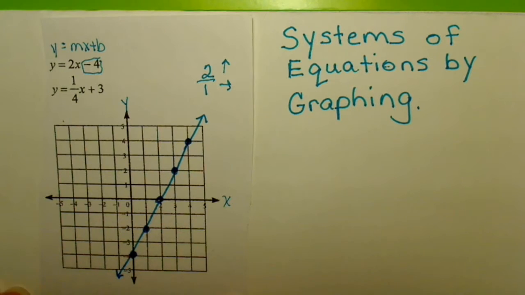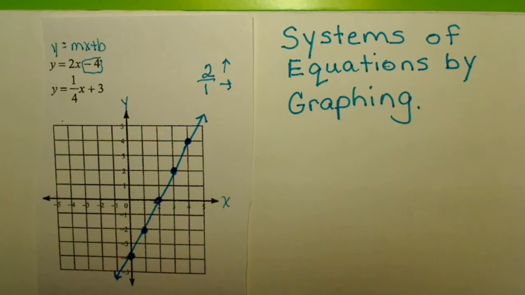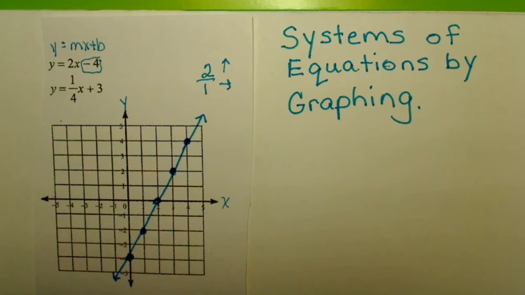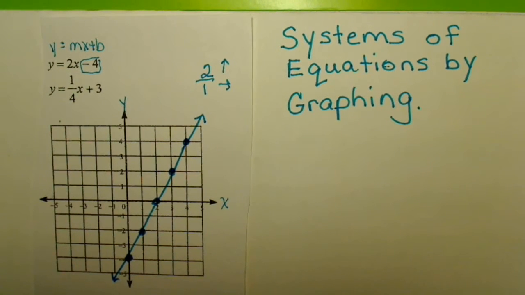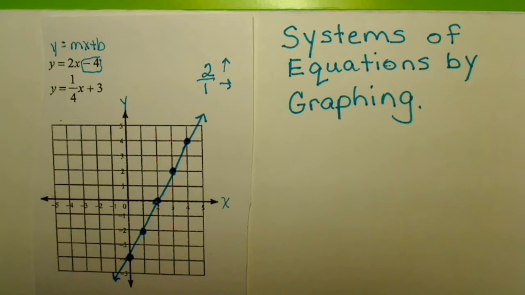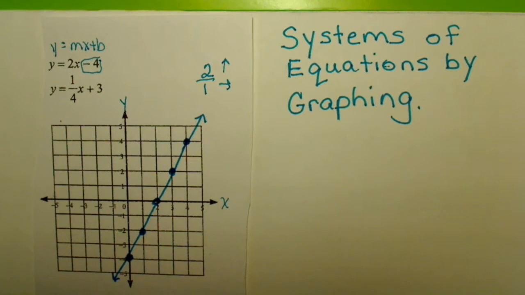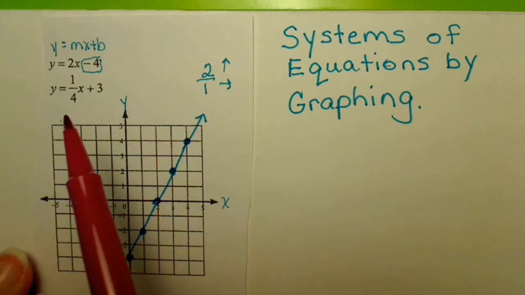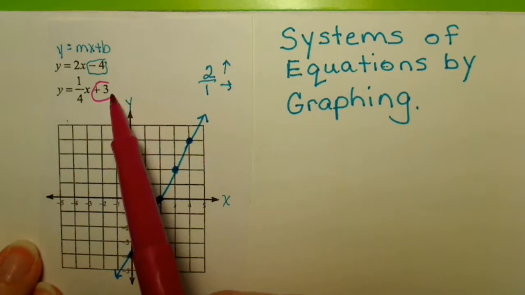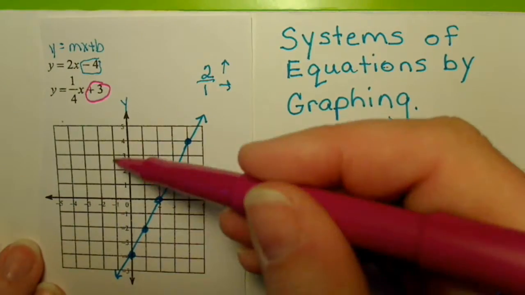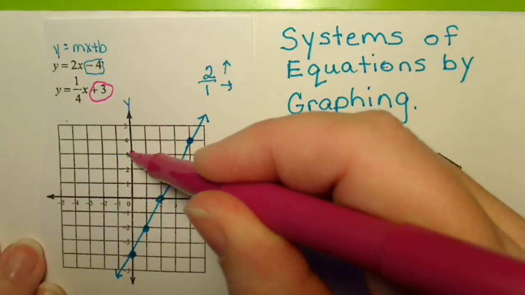Okay, now it's time to graph the other equation. Because in systems of equations by graphing, what you're trying to do is find the x and y point where your two lines intersect. So now let's graph this one. We're going to start once again at the y-intercept. So on the y-axis, we're going to start at the +3.